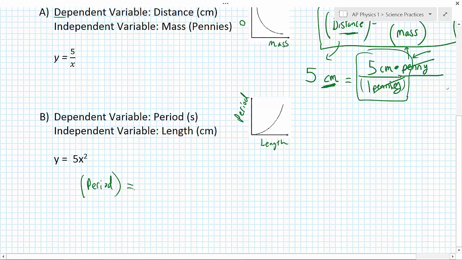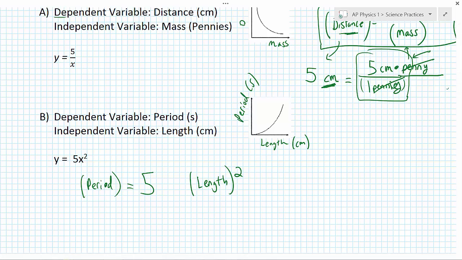I'm going to put an equal sign. I'm going to write 5, and I'm going to leave a space for some units, and then I'm going to put what my x variable was, length, and that was squared. You'll notice that I'm not putting units, even though on my appropriately labeled graph I would see units on those. When I write the physics equation, we're going to leave those units out of there because we're trying to make an equation that relates period and length for any combination of period and length.